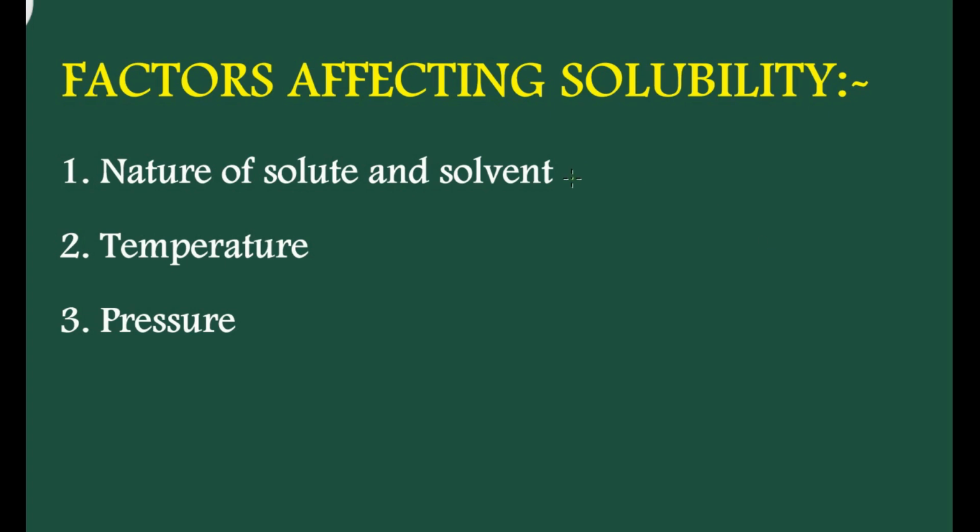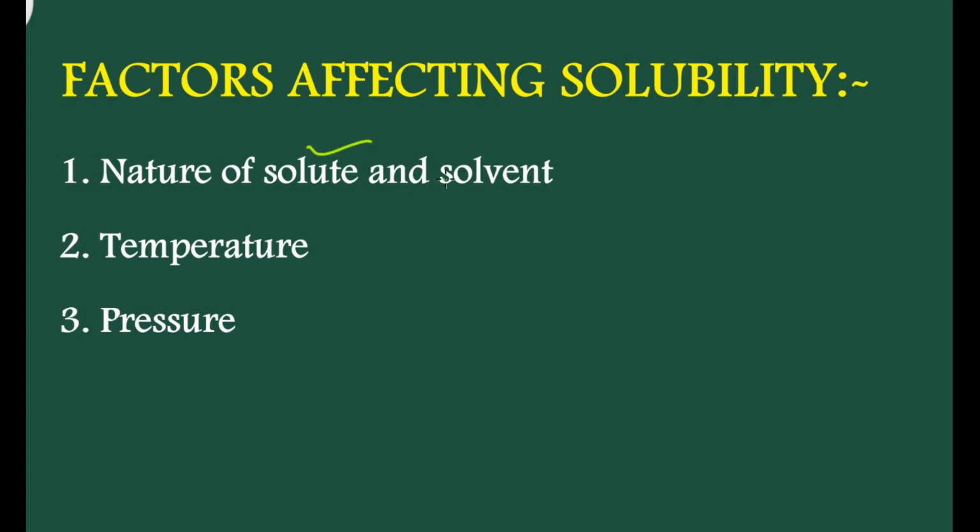First one is nature of solute and solvent. What do you mean by nature of solute and solvent? Now, whether the two liquids or the components of the solution are miscible or immiscible, you can go like that. Or you can say whether the components are polar or non-polar, or one is polar and other is non-polar. These are the things that define the nature of solute and solvent.